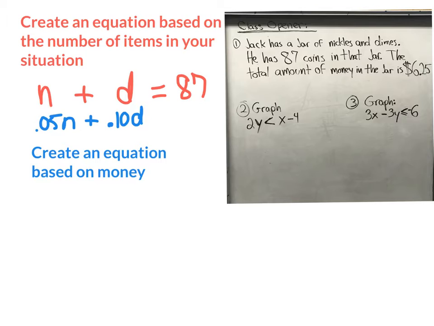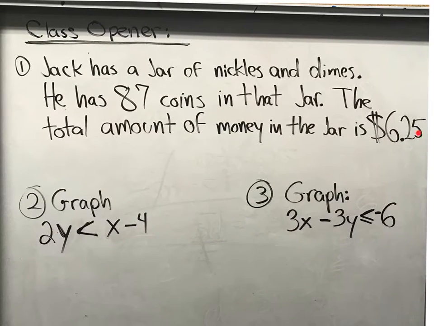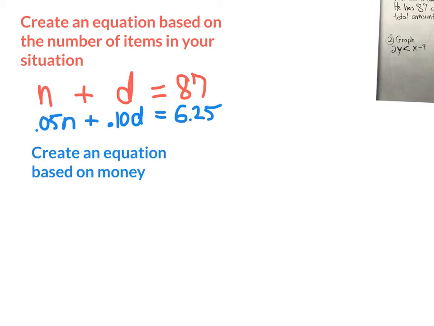So the second equation is based on money, and we have to be very detailed with how much each item is worth. So a nickel is worth 5 cents, a dime is worth 10 cents. And when we add it together, we have the grand total of the money that it's worth inside of the jar. And how much is that, according to our word problem? $6.25. So ladies and gentlemen, that is our system. Once again, you first create an equation based on the number of items and then create an equation based on money.